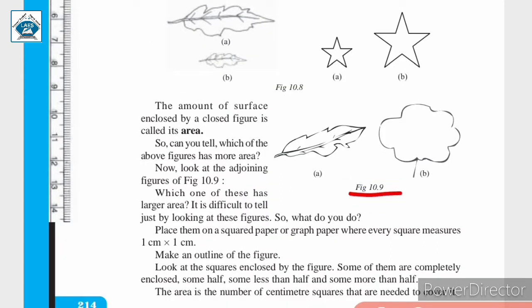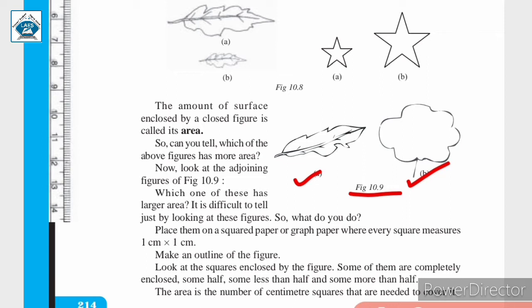Now look at figure 10.9. We are given two figures. Now these are not similar to each other. Then how will we tell which figure has more area? Which one of these has larger area is the question. And it is very difficult to say this by just looking at these figures.